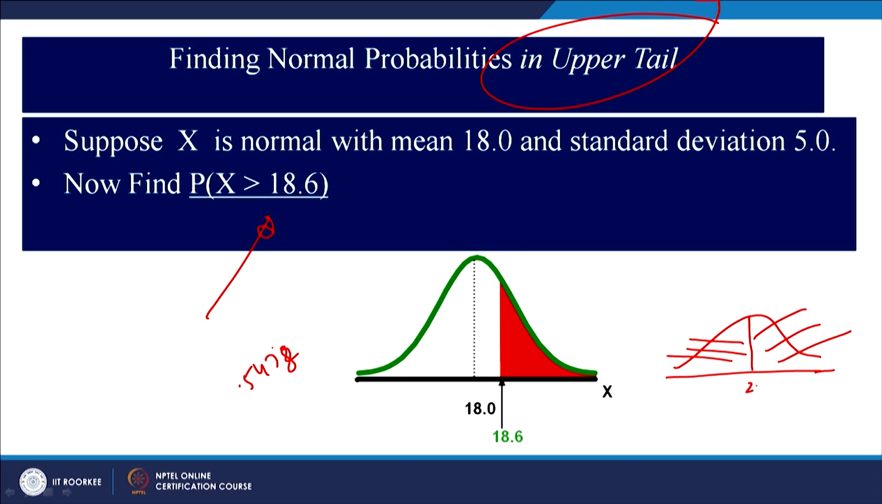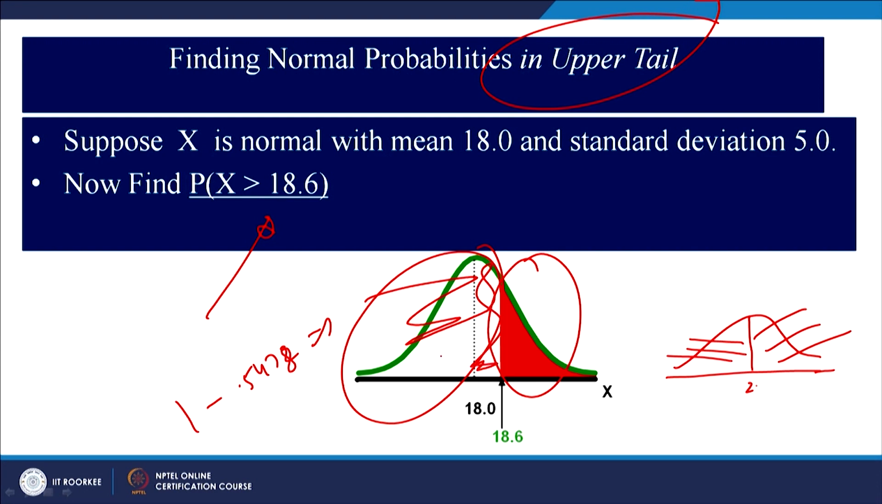Now, if you want to know the answer, you can easily do it like this: 1 minus this value. So, you will get this area, because this area is already known to us. This one is 0.5478, and this can be calculated just by subtracting it from 1.